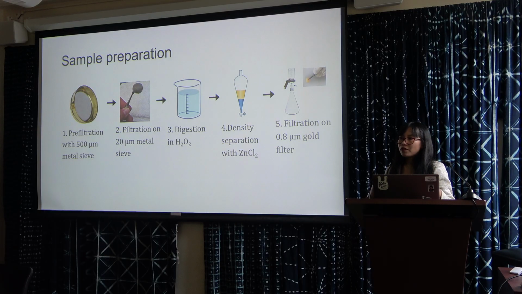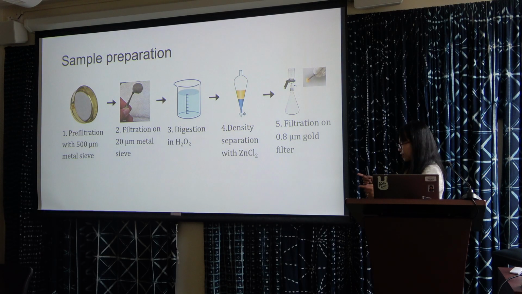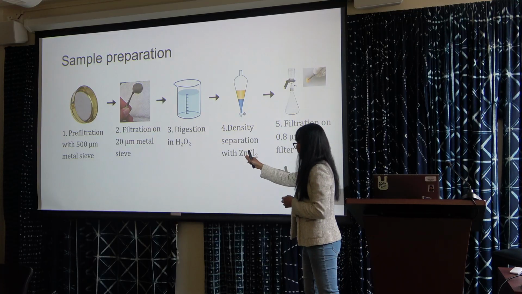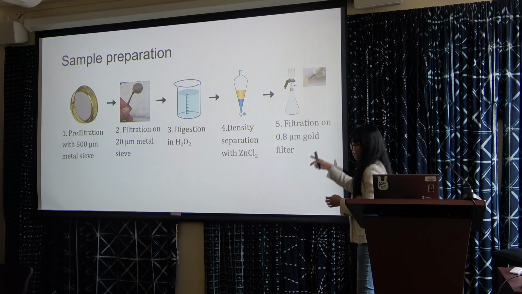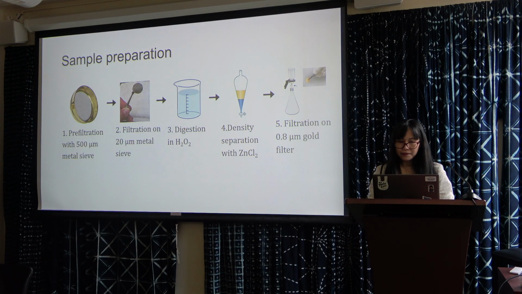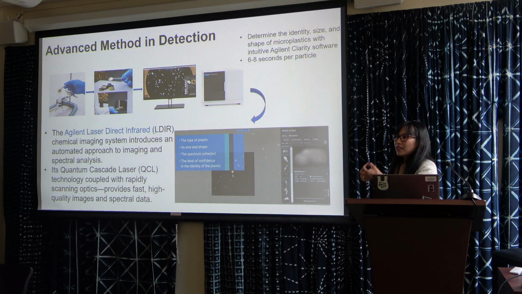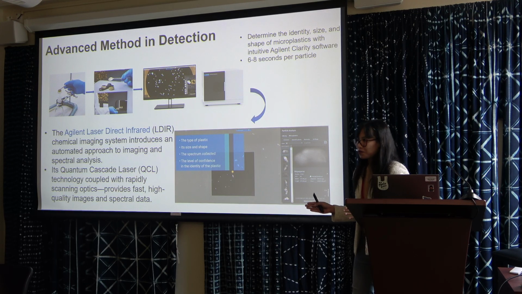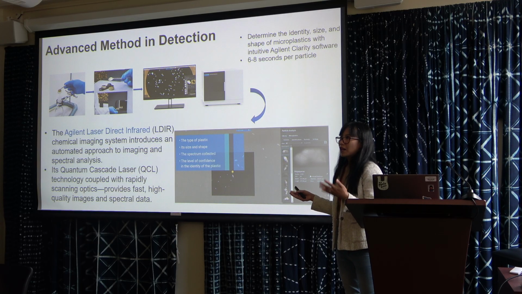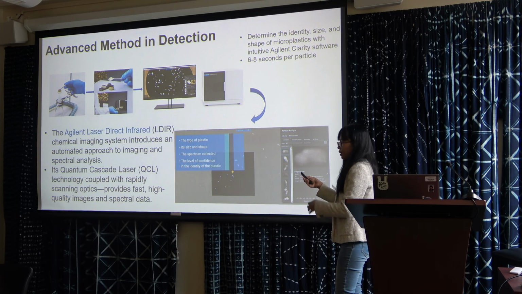But generally for water samples, we do these major steps. We do filtration, filtering out all larger particles, then density digestion, then density separation, and finally we collect all the microplastic on a very tiny filter. After collecting our microplastic on the filter, we have to decide what kind of instrument to use. Different universities use different instruments. In my university, we use the LDIR, which was recently released in 2018, and this is a very advanced one.